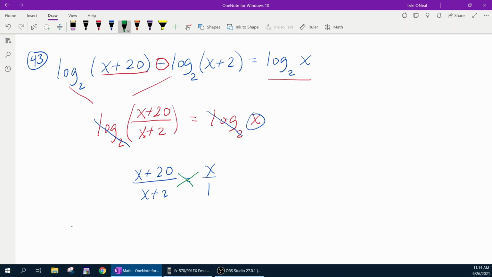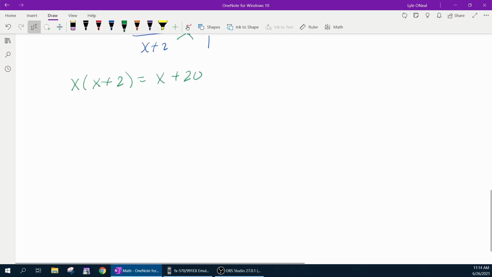That's going to give us x times x plus 2 equals 1 times x plus 20. 1 times anything is itself. And now I've got an equation where I need to get rid of the parentheses. It looks like I'm going to have a quadratic here. So using the distributive property, that's going to give me x squared. That means quadratic, which means I need to set it equal to 0.